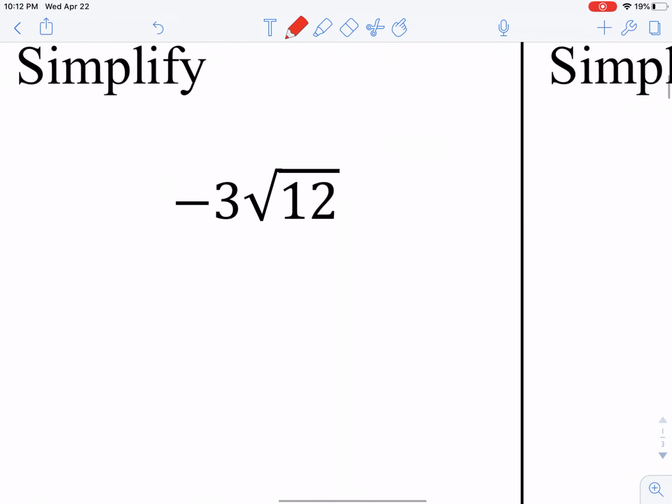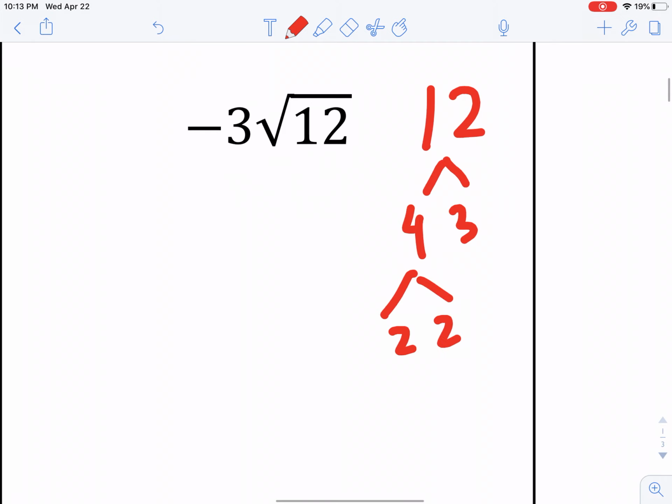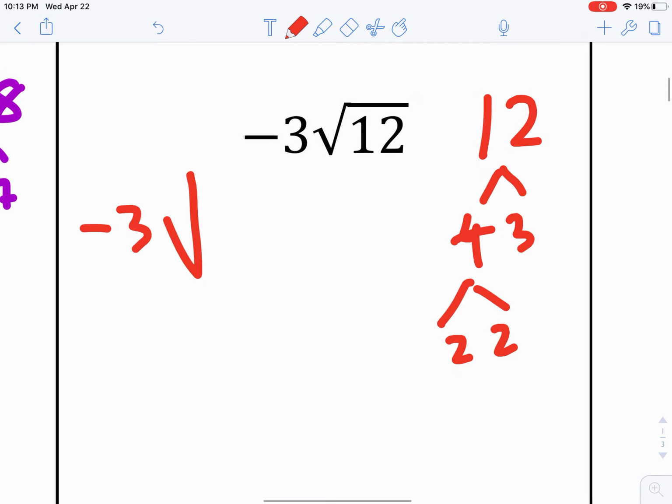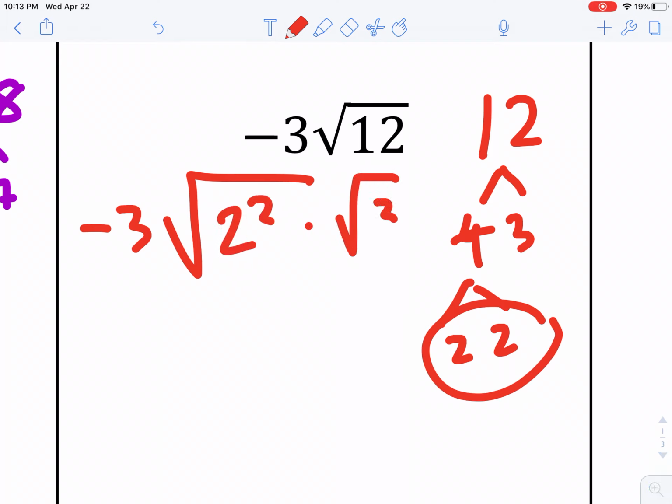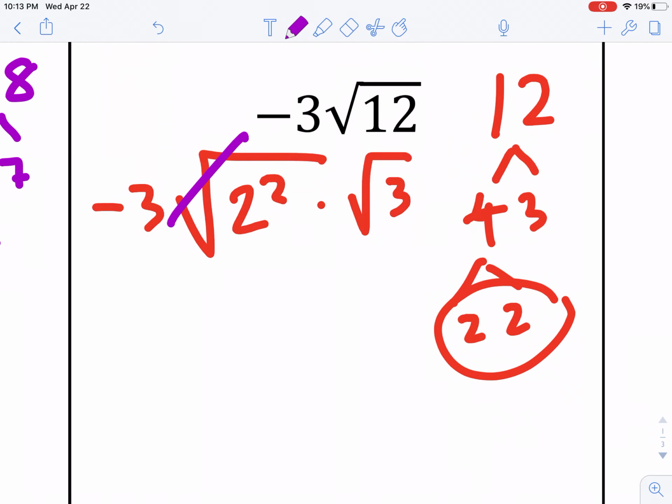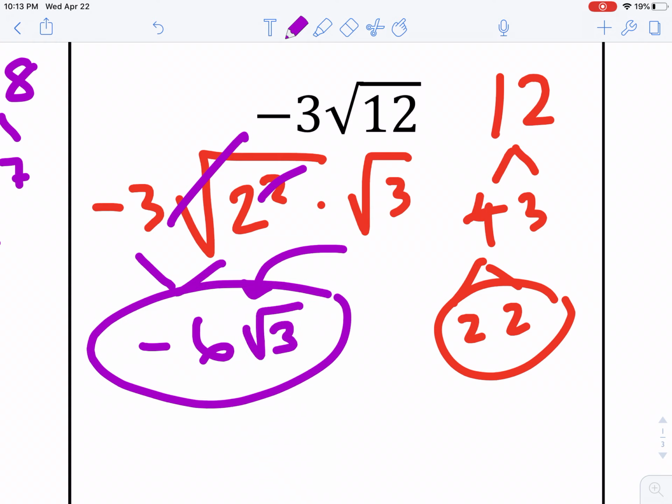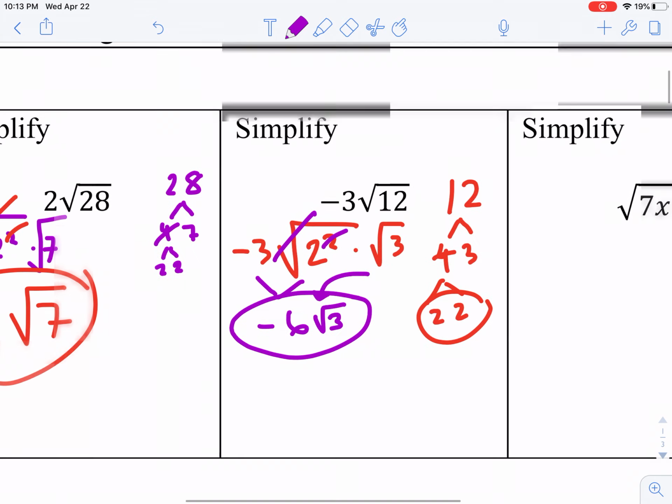Next one, do the same thing. We're going to ignore that number in the front. I have a 12. Break that down to 4 and 3. Break that 4 down to 2 and 2. So instead of radical 12, I'm going to write 2 squared and 3. Again, 2 squared is here, this 3 is here. Square root and square cancels, so I have a negative 3 times just a regular 2. That gives you negative 6. Nothing happens to this radical 3 over here, so that just comes down. Again, this is simplifying. This is what we've been doing all last week.